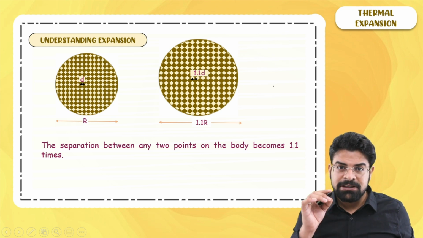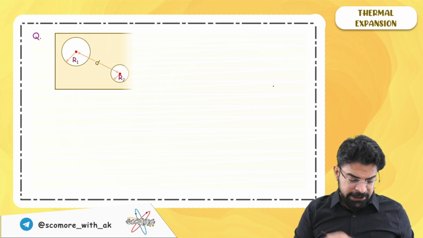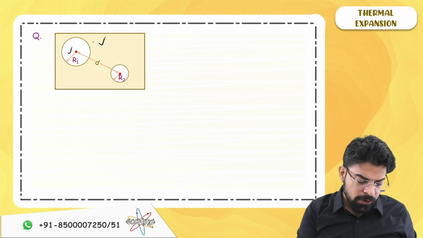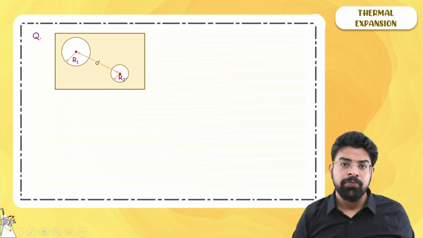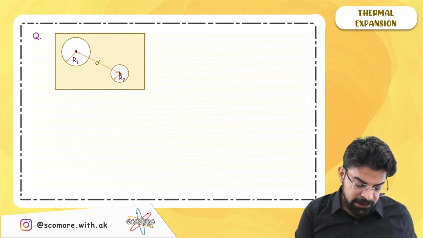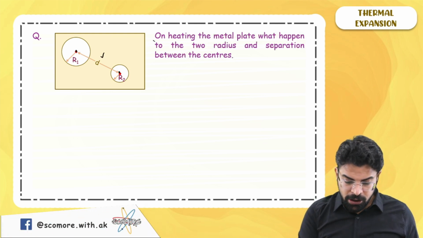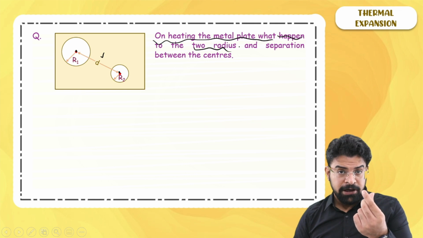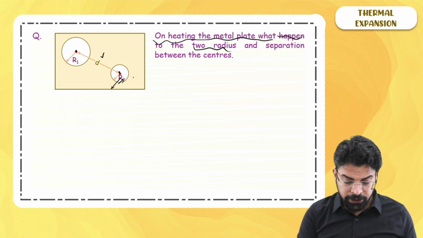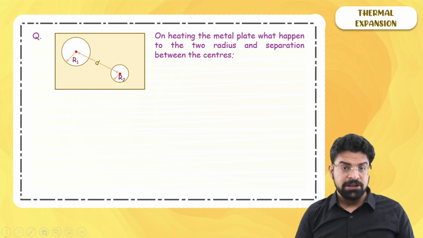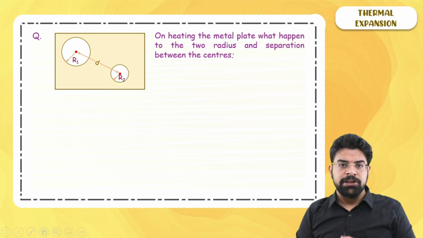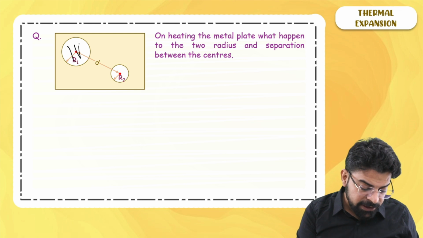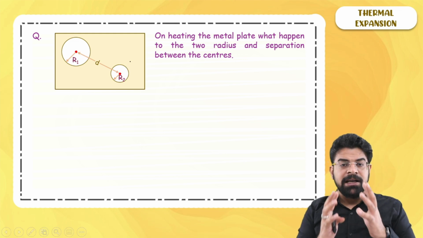So let's see with some example what happens. So first case, there is a metal plate with two holes punched into it. A hole of radius R1, a hole of radius R2. And the separation between the centers of these two holes is D. Question is, on heating the metal plate, what happens to the two radius? The R1 increases, R1 decreases, R2 increases or R2 decreases, and the separation between the centers. The separation between their center will increase or decrease. So for an object made up of homogeneous material, even with some blank space, think of heating as zooming in.